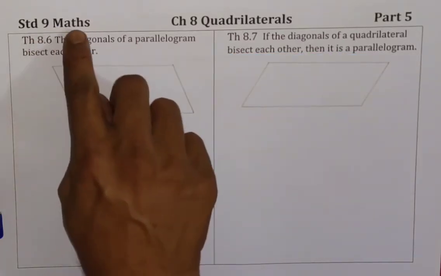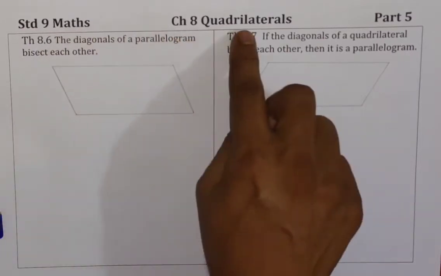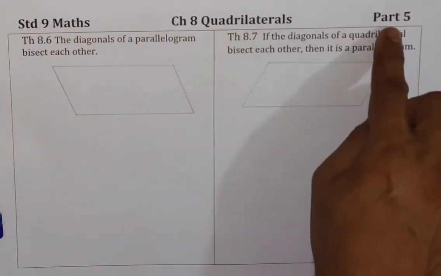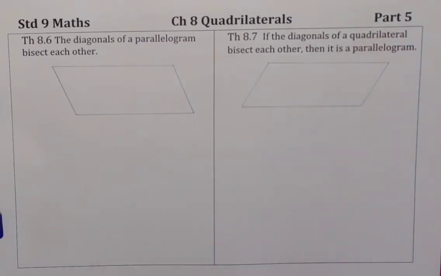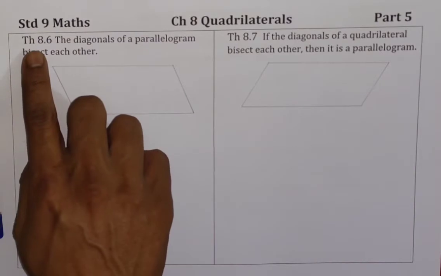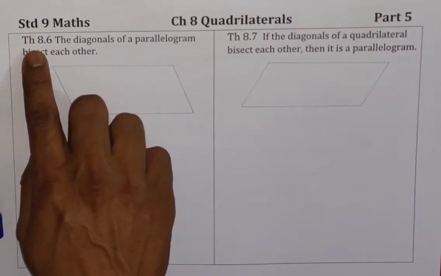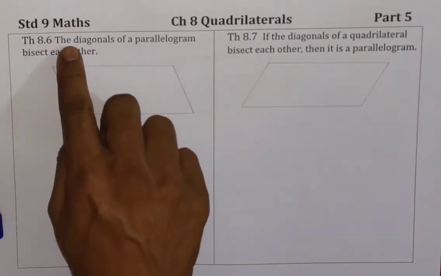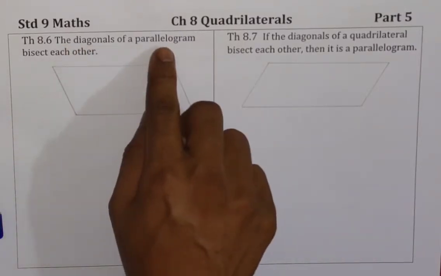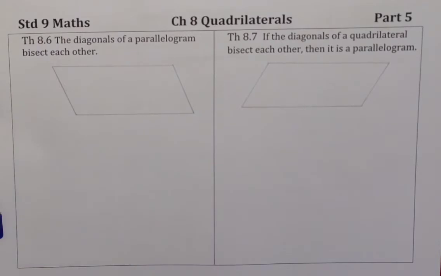Welcome back, students, to Standard 9 Maths, Chapter 8 Quadrilaterals, and we are in the 5th session. In the previous session, we solved theorems up till Theorem 8.5. So we proceed further. Now it's the turn of Theorem 8.6. Let's see the statement. The diagonals of a parallelogram bisect each other.